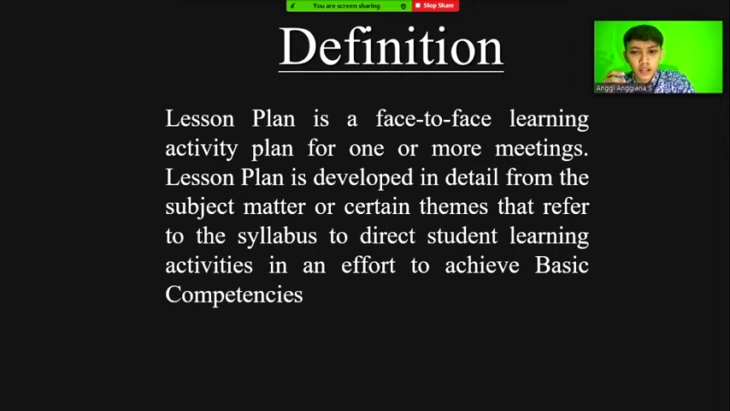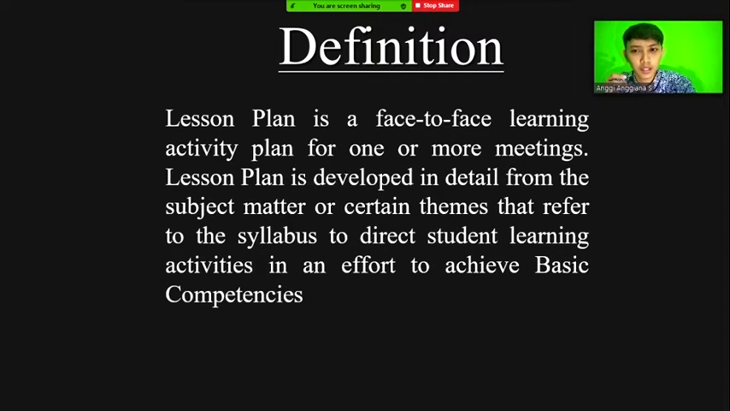Okay, so a lesson plan is developed in detail from the subject matter or certain themes that refer to the syllabus, to direct student learning activities as the basic contents. So the lesson plan is the continuation of the syllabus. We can say the syllabus is the basic; all the teachers receive the same syllabus from the government. Meanwhile, the lesson plan is different.